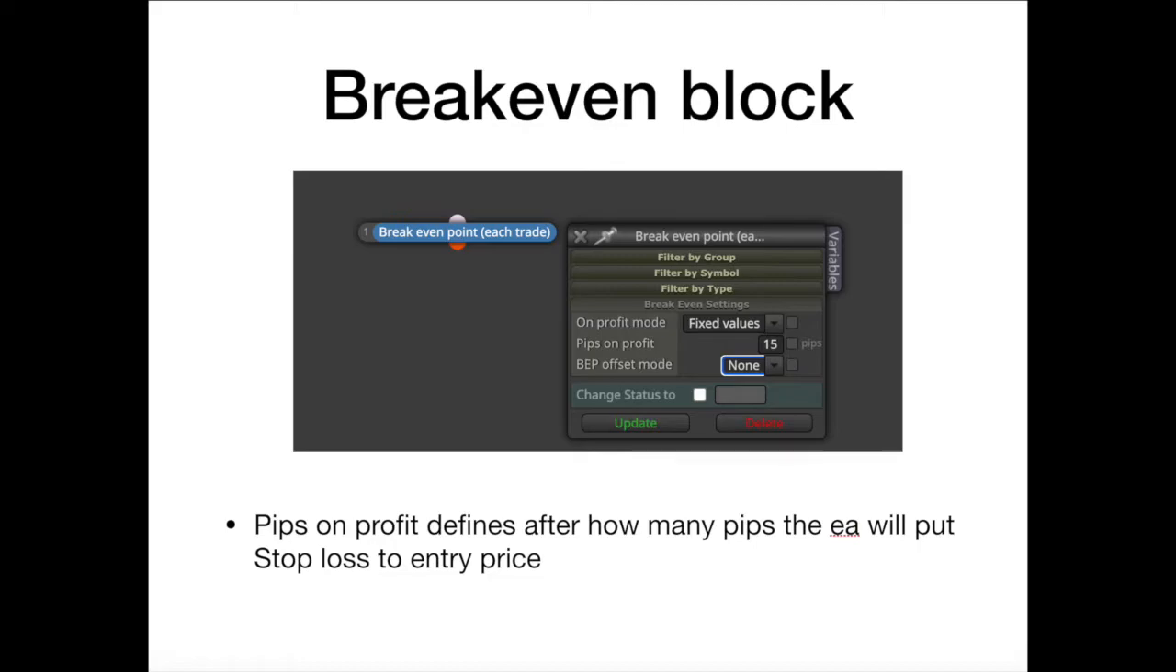Then you have the BEP offset mode. For our example we don't need to talk about this, but basically it helps you to define the break even. If you want, let's say, to put it 5 pips above break even, you would activate the BEP offset and put a 5 inside. This way it would put the stop loss to entry price plus 5 pips. Now let's not overcomplicate it. Let's get into Fxdreema.